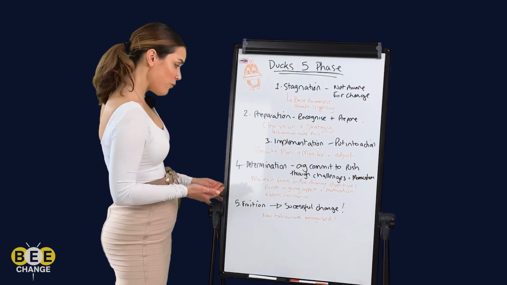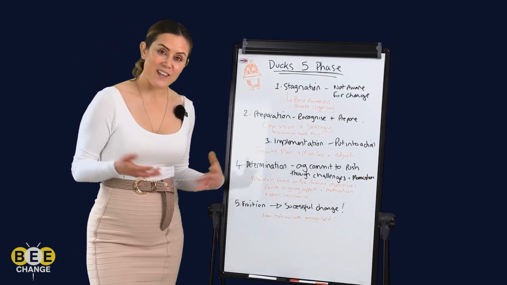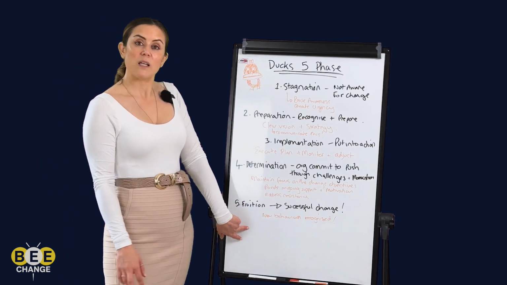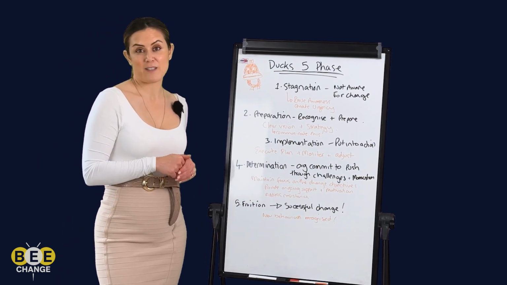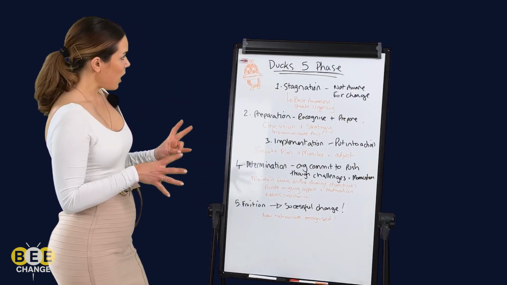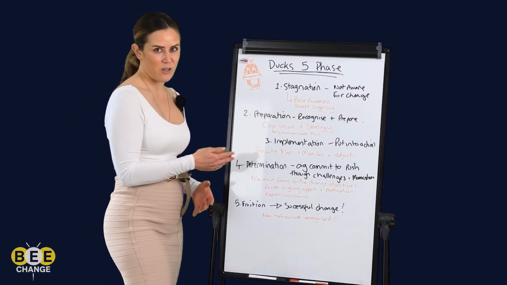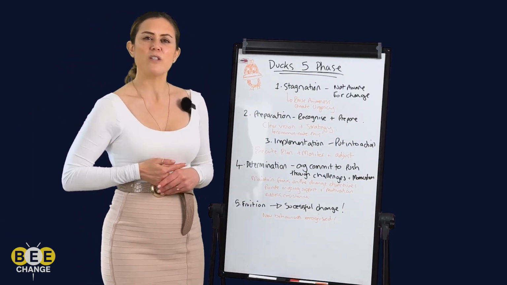And number 5 is fruition. So they've successfully changed, and actually it's recognising the new behaviours that people have had. So that's the DUX 5-phase change model in the 5 different sections, and that is the process that you take on. Now let's look at the pros and cons of that.